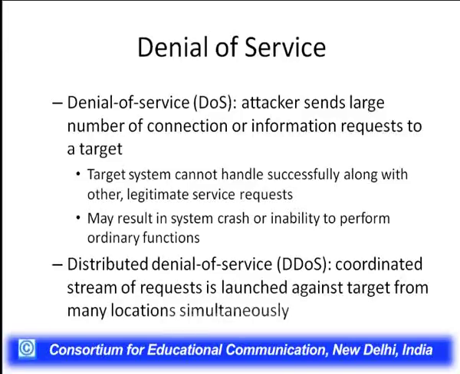Then there is another type of denial of service attack, which is called the distributed denial of service, or DDoS attack, which is a very dangerous form of denial of service attack because it is a coordinated stream of requests launched against the target from many locations simultaneously.